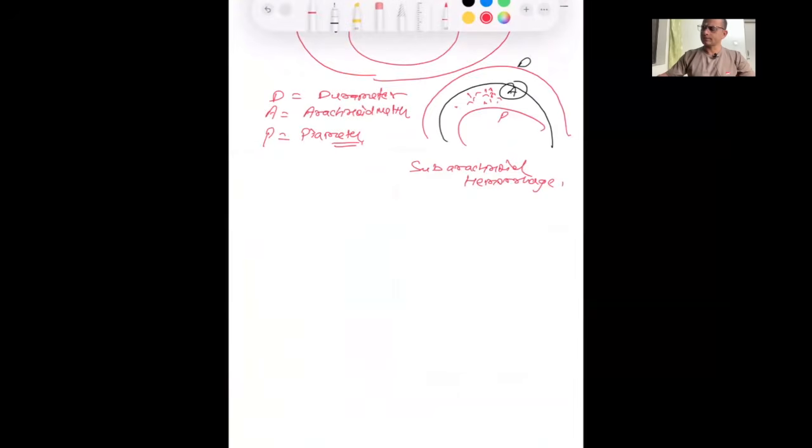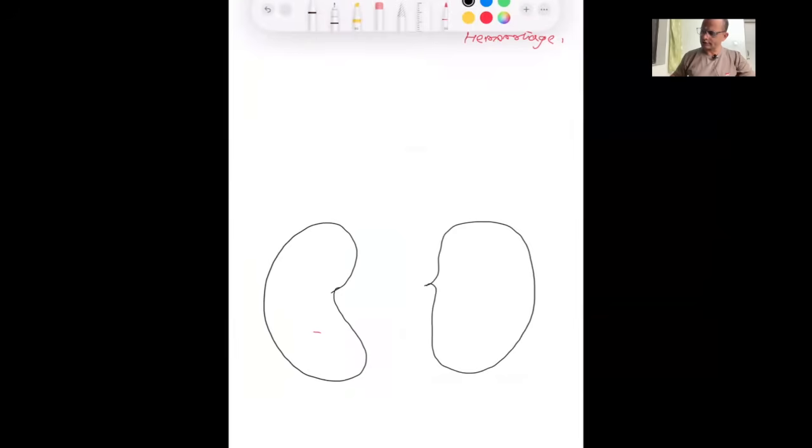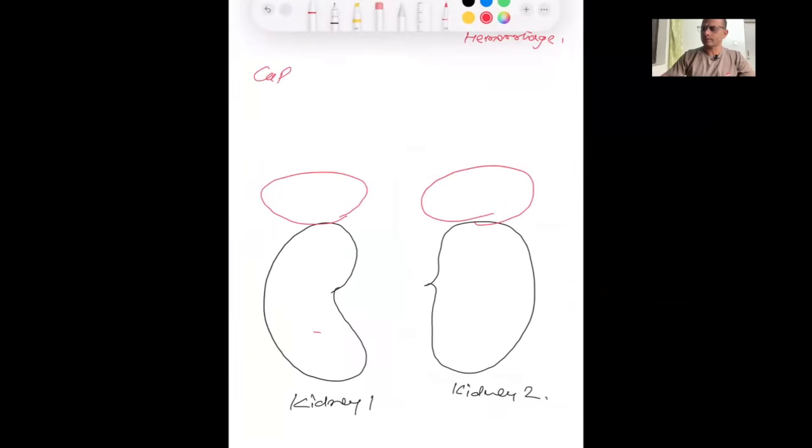So let's see here. Look at here. Suppose this is the kidney, ये हमारी kidney है. This is the kidney, right? This is one kidney and this is the other kidney. There are two kidneys, right? So we can see both kidneys, kidney 1 and kidney 2. And above the kidney, we have the adrenal gland, which is also called the cap of the kidney.